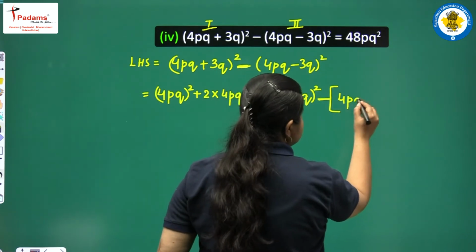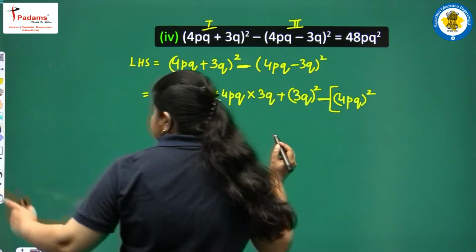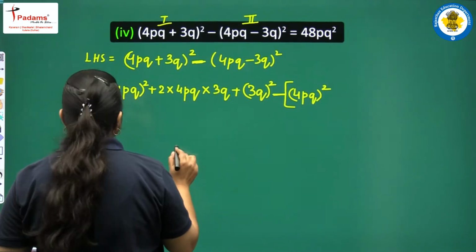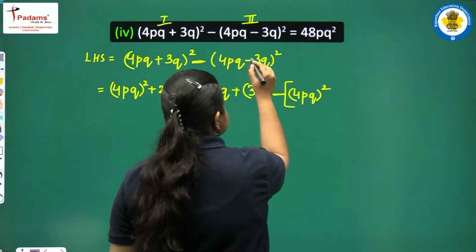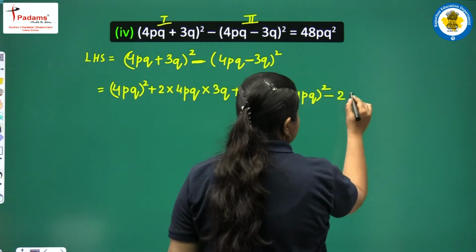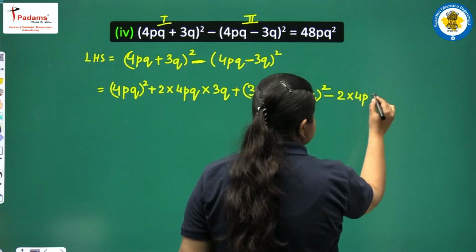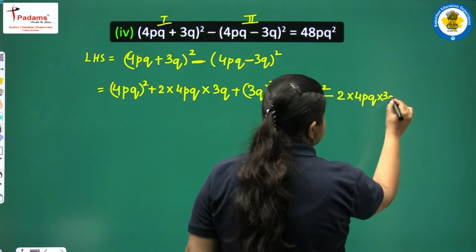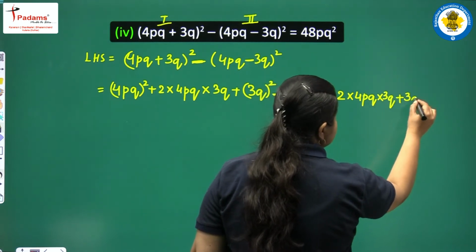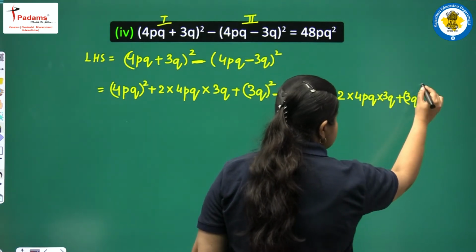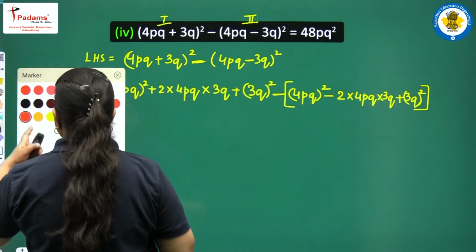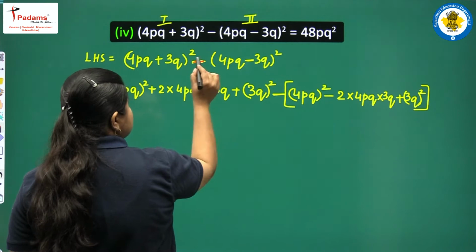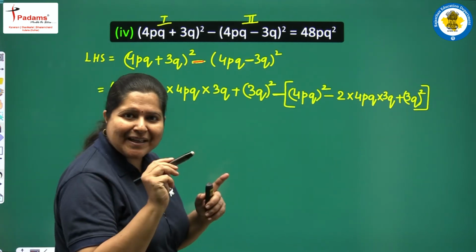First term square, then let me make some space. Here we have a minus, so minus multiply both of them by 2, 2 into 4pq into 3q plus here 3q whole square and then a bracket. देखिए ध्यान रखिए, यहाँ पर बार बार आपको कह रही हूँ ये माइनस जो है खतरे का निशान है, इसलिए इसको मैंने रेड से भी कलर कर दिया है.